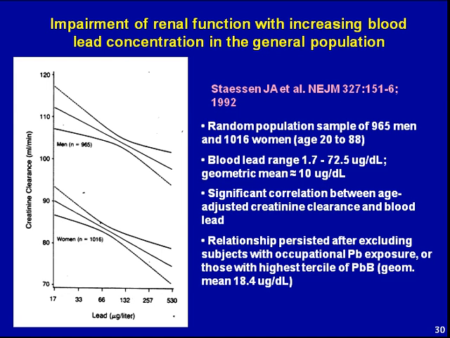You can see that shown on the slide here, in which the y-axis is the creatinine clearance, men being at the top, women being below, and blood lead concentration. This is shown, by the way, in micrograms per liter, not micrograms per deciliter, because the study was published based on a European population, so they didn't use micrograms per deciliter. But what you can see is that there's a significant relationship, and that relationship persisted even after excluding individuals with occupational lead exposure, or those in the highest tercile of blood lead.